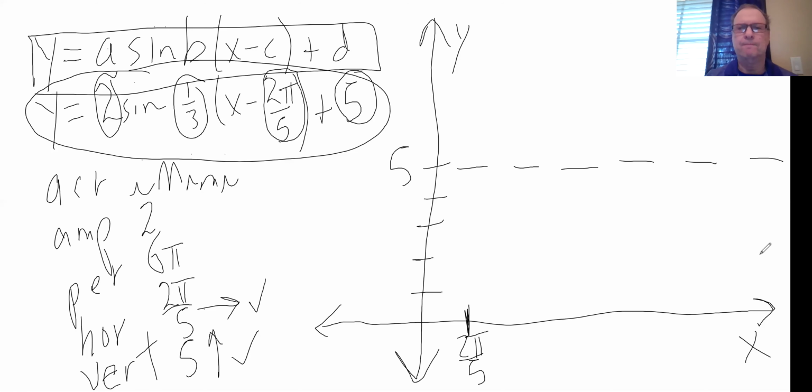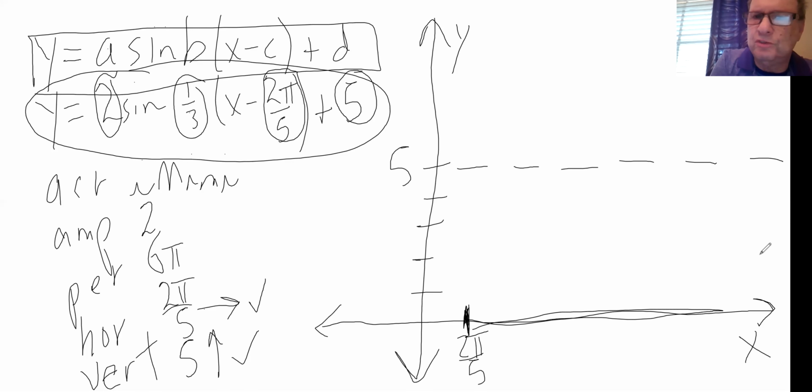All right, now the period, 6 pi. Now the period is the length of the frame. It's how much arc length you need to create one period/cycle of the graph. So you're going to start at 2 pi over 5 and you're going to move 6 pi to the right. So we'll just go an arbitrary amount and we'll just put a little mark right here, which will be the end of the frame.